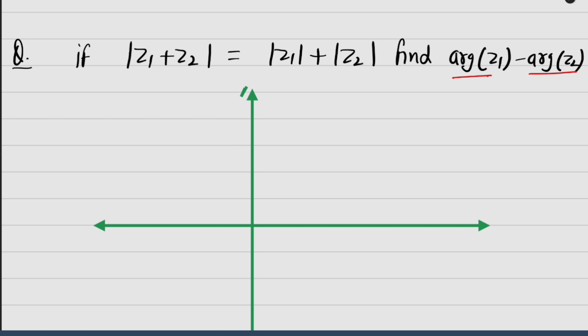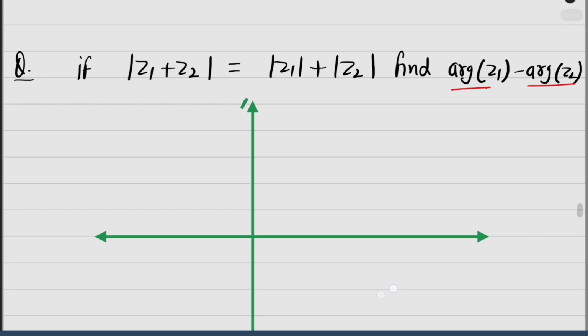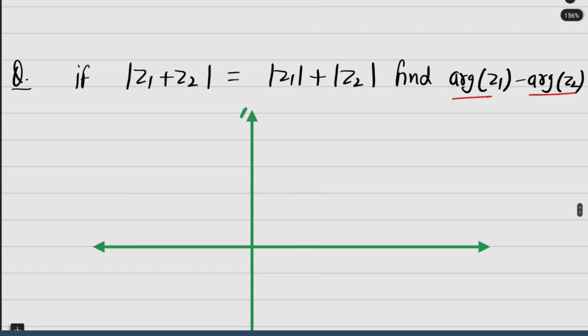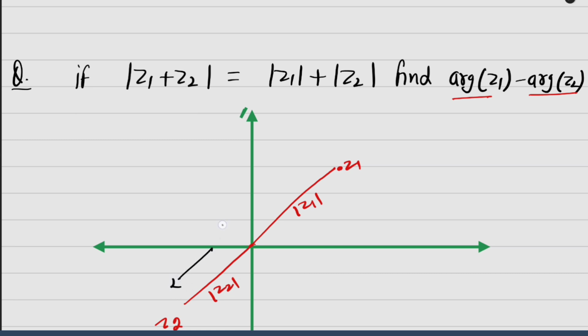Modulus of z1 plus z2 should be equal to modulus of z1 plus modulus of z2. Let us say this one is z1 here. Okay, so this is modulus z1. And let us say z2 is here. So this one is modulus z2. And what is the distance between both the complex numbers from here to here? You can say that this is nothing but z1 plus z2. But this one is wrong actually, because the distance between two complex numbers is z1 minus z2, not this one.